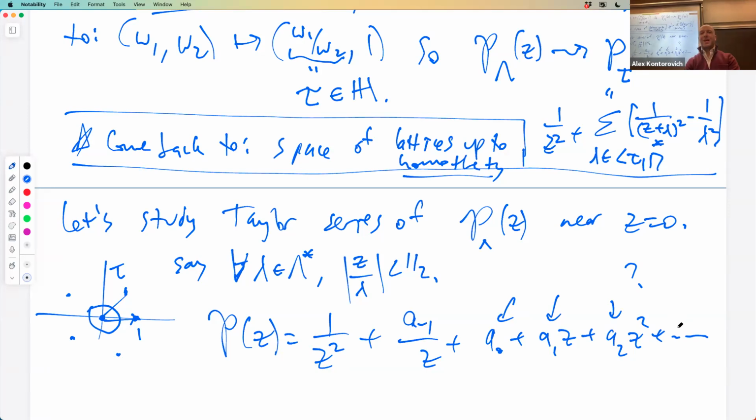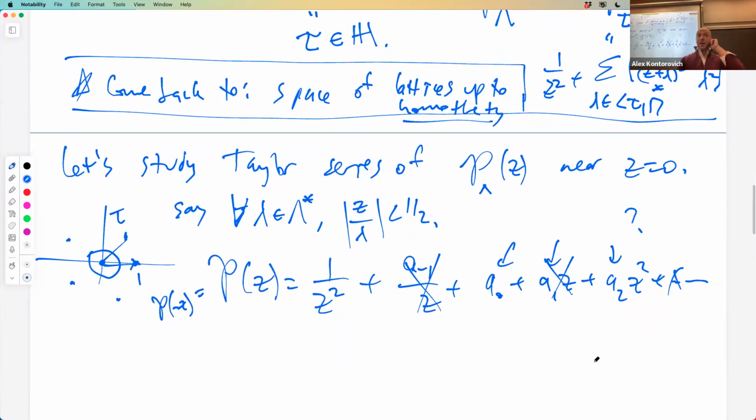Is there something we know about P? It's even. Exactly. P is even. And so what does that mean about the odd coefficients? The odd coefficients are gone. Okay. So the odd coefficients are gone. We will only see the even coefficients, but let's try to work out exactly what those are. So how do we work out what that is?